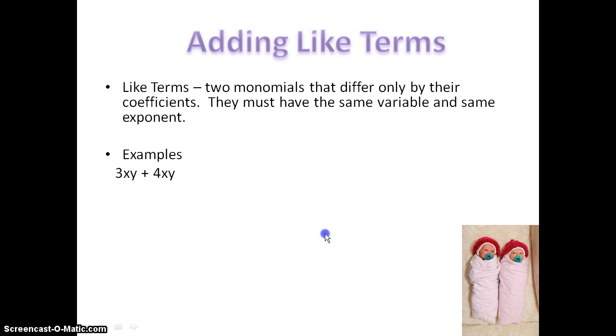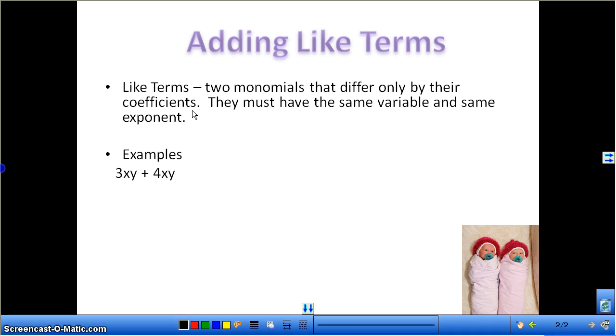Okay, so here's an example of like terms. You have 3xy plus 4xy. Both of them have the same variable, so those are like terms. Okay, if you were to add them together, let's go over here and switch this to pen mode. If you were to add them together, you would just have 3 plus 4, which gives you 7, and then xy just carries over.